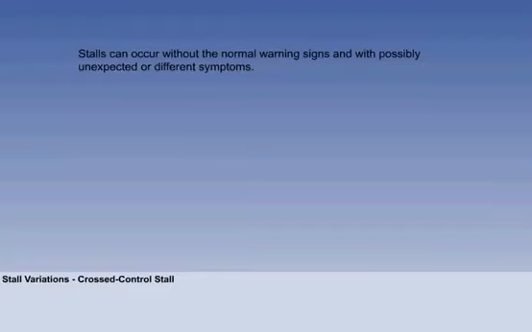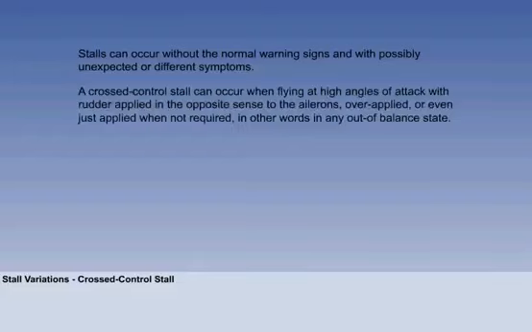There are some circumstances under which stalls can occur without the normal warning signs and with possibly unexpected or different symptoms from a straightforward simple stall. A crossed control stall can occur when flying at high angles of attack with rudder applied in the opposite sense to the ailerons, over-applied, or even just applied when not required. In other words, in any out-of-balance state. This state will be confirmed by the displacement of the ball in the slip indicator.